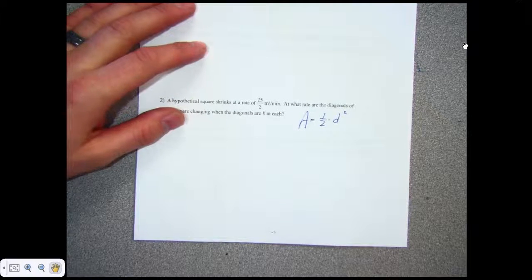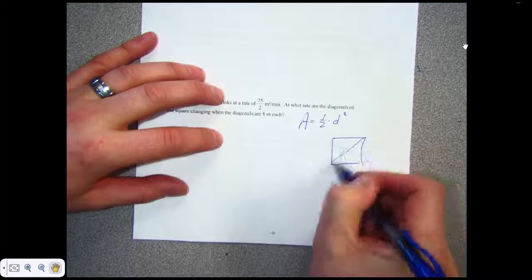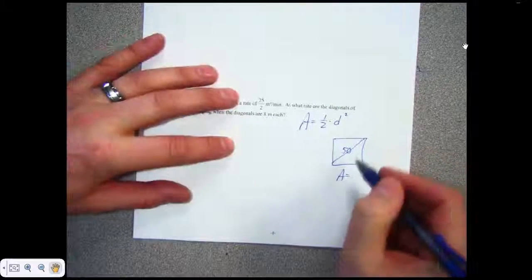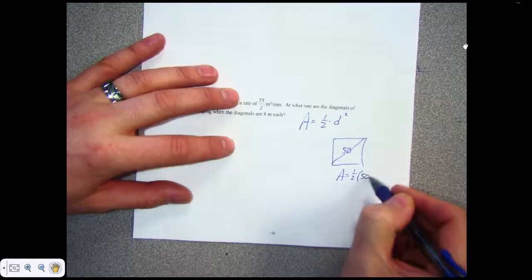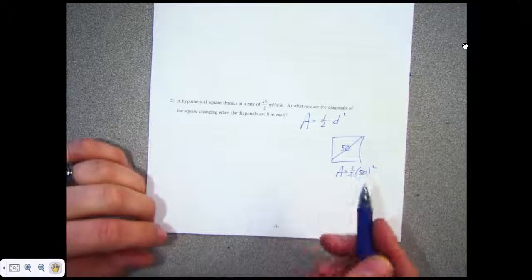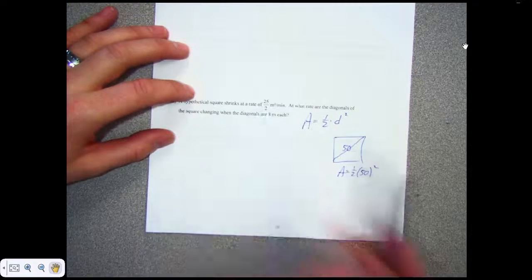I mean, it seems like it's you, I guess, but. So, you know, if I give you a square and tell you the diagonal is 50, the area, well, I don't know why I picked a freaking gigantic number, but it'd be 1/2 times 50 squared would be your area. So, when I'm reading through this, hypothetical square shrinks at a rate of 25/2 meters squared per minute.